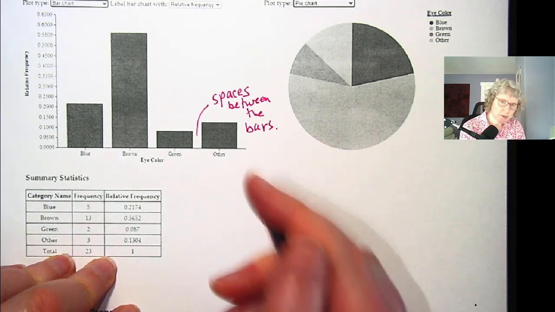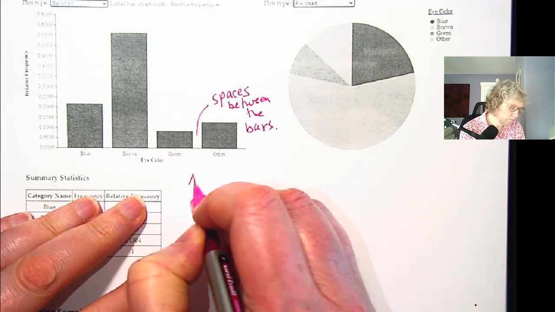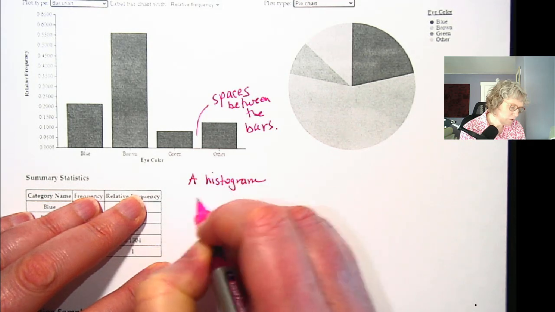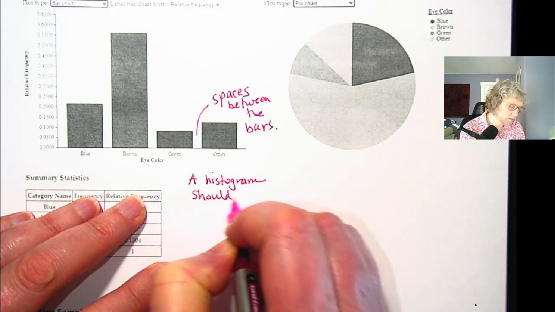Okay, so I'm going to also write a histogram should not have spaces.